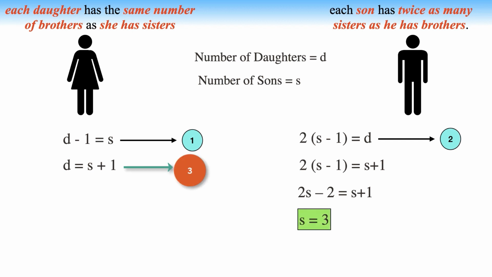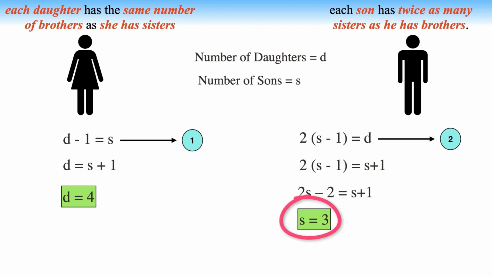Substitute S in equation 3 to get the value of D. So D equals S plus 1, D equals 3 plus 1, finally D equals 4. Now we have the values of D and S: D equals 4 and S equals 3. Thus, the number of sons in the family is 3.